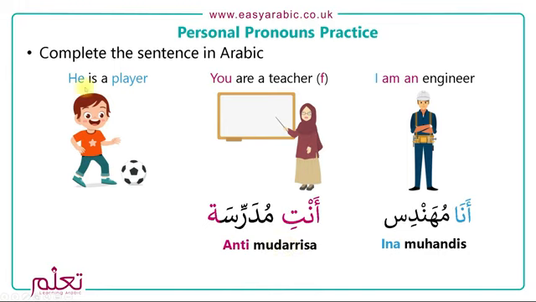Next one, he is a player. So the personal pronoun we use for he is huwa, and then the word for player is laib, huwa laib. So it says أنا مهندس, أنت مدرسة, هو لاعب. So that's أنا مهندس, أنت مدرسة, هو لاعب.